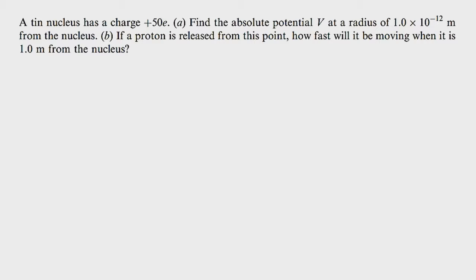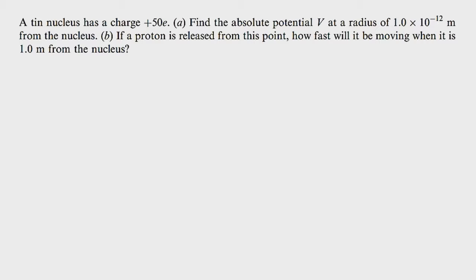The question is, find the value for the absolute potential V at a radius of 1 times 10 to the minus 12 meters from the nucleus. Okay, so we will be able to find the value of V. Alright, so we will be making use of the formula, and remember that our radius is 1 times 10 to the negative 12 meters from the nucleus, so that is very small.